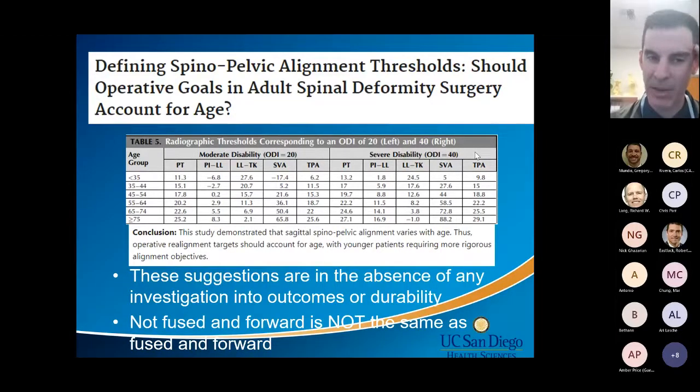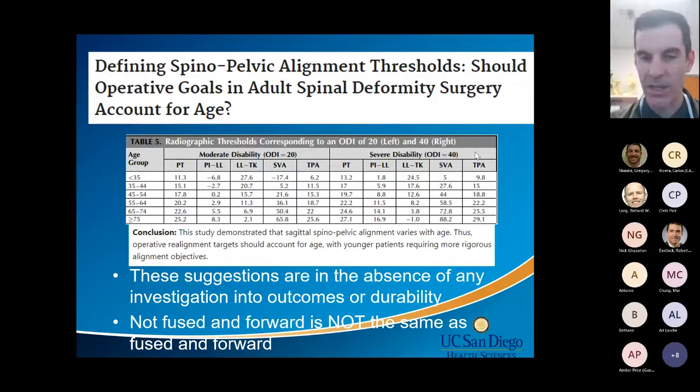So at a minimum, if you're going to offer targets for these sagittal plane alignment segments, you need to account for pelvic incidence. And the other problem, the real problem, right, for this one is that it ignores the biomechanical considerations of fused and forward.